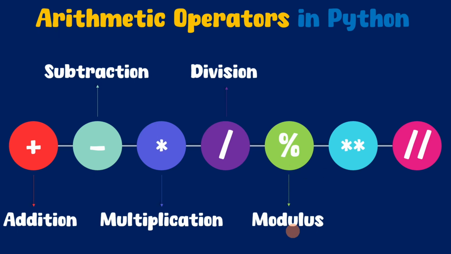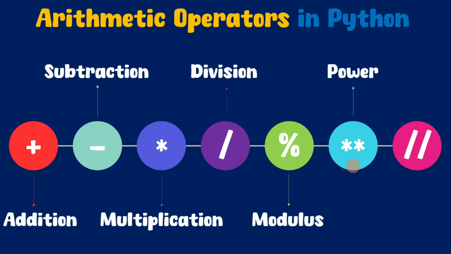Next we have modulus operator in Python. Modulus operator will return the remainder of a division. So whenever we perform division, whatever the remainder is, modulus operator will return that. We use this percent sign to represent modulus operator in Python.